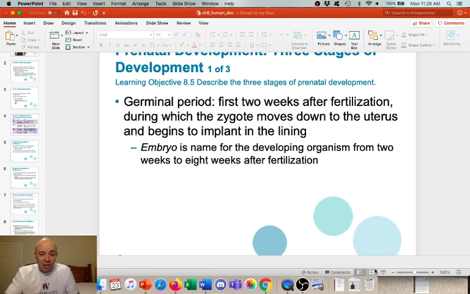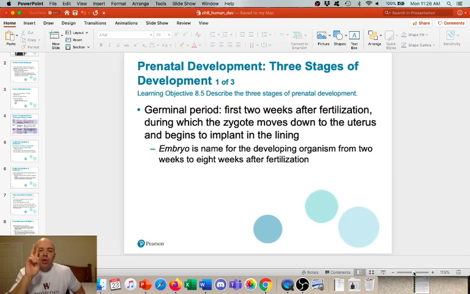Know these periods of development for sure. I will ask you this on the test. The germinal period, 2 weeks. Two weeks after fertilization, the zygote starts to move down the uterus and begins to implant in the rich blood lining of the uterine wall of the mother. And when this happens, I'm not going to ask you this on a test, but the zygote, when it burrows into the blood-rich lining of the uterine wall, is now called a blastocyst.